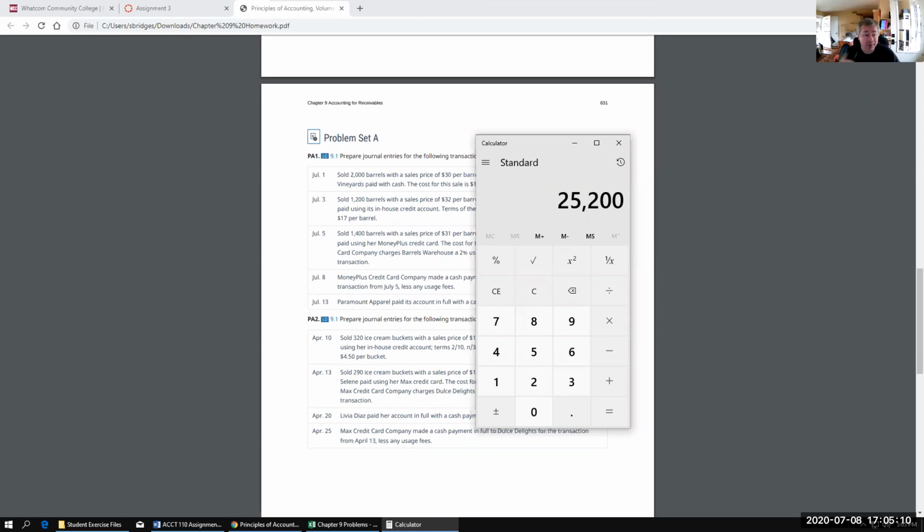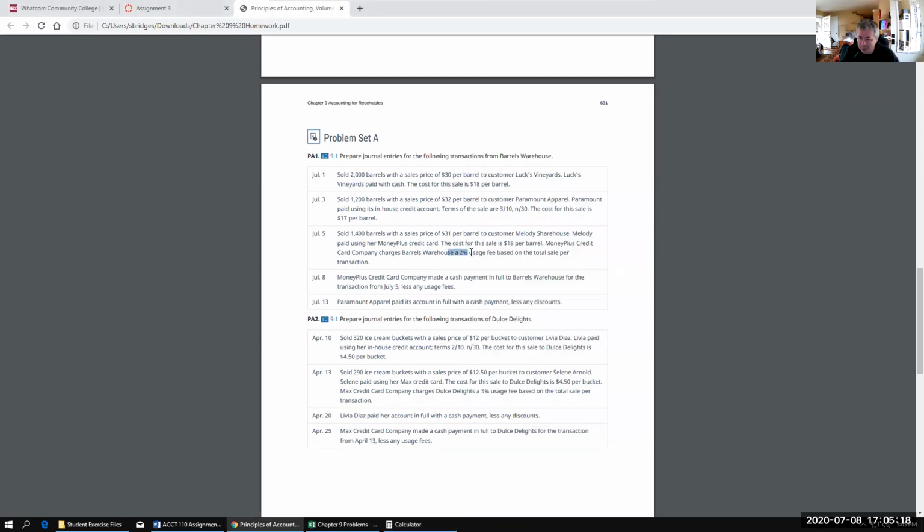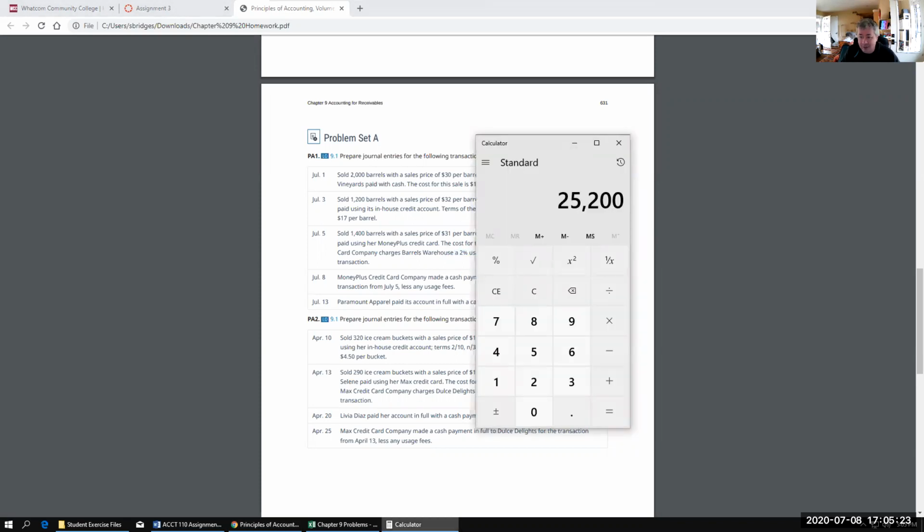We still need one more number, and that's the amount of the fee that the credit card company is charging. We look back at the problem, and we see that it is a 2% usage fee based on the total sale per transaction, right? So this transaction, the sale price is 43,400, and we're going to multiply that by 0.02 to get 2% of that amount, and that's the amount the fee is going to be. So we've got $868. That's what we have to pay to the credit card company for the privilege of them paying.